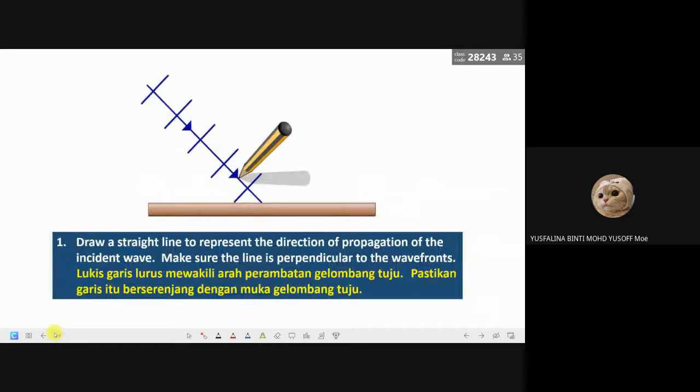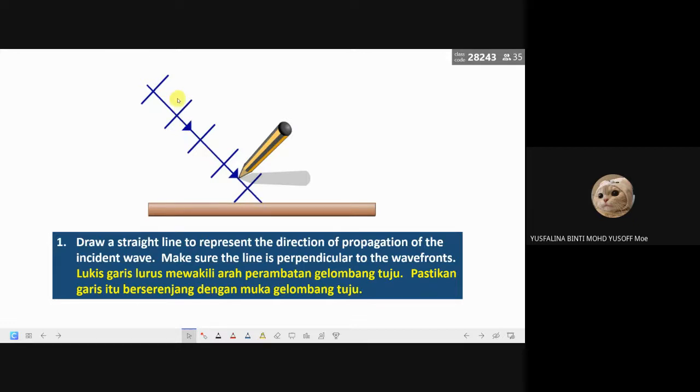Now you have to know how to draw the wave that is reflected. How to draw the reflected wave. The first thing you have to draw is a straight line. This is to show the direction of propagation of the wave. So the wave comes from here to here, going downward like that.